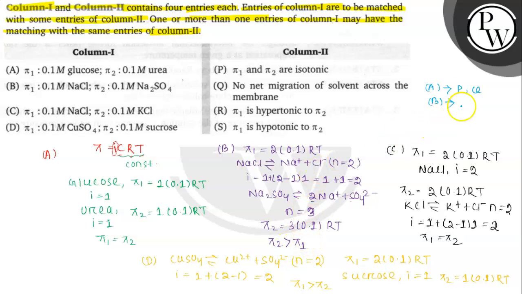Now C. C is matched with pi 1 equals pi 2, that means they are isotonic, no net migration of solvent across the membrane, and R and S are not applicable for C. Now D. In D, pi 1 is greater than pi 2, so they are not isotonic because they are not equal. No net migration of solvent is also incorrect. And pi 1 is hypertonic to pi 2 is correct. So D is matched with R because pi 1 is greater than pi 2. Pi 1 is hypertonic and pi 2 is hypotonic. So D is matched with R.